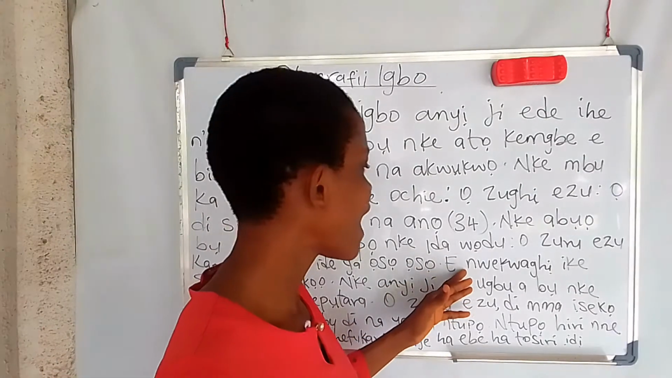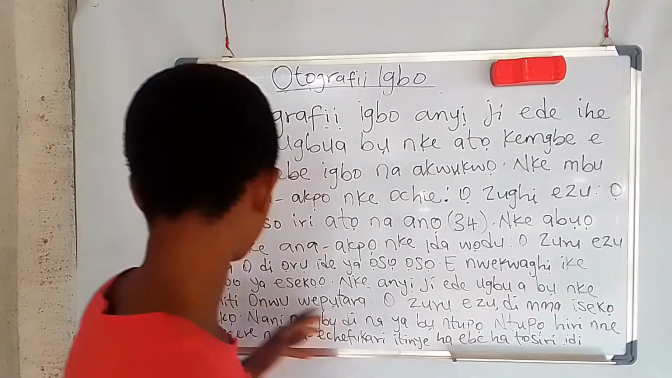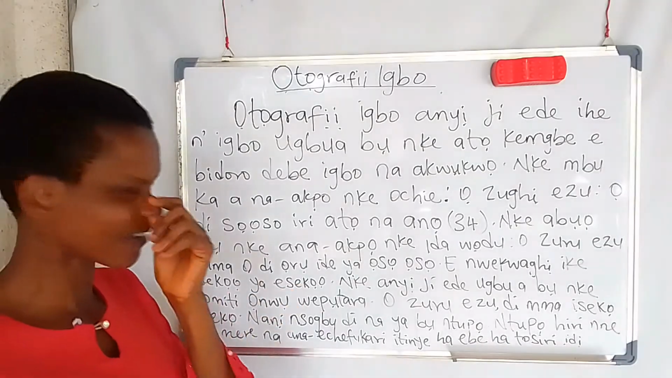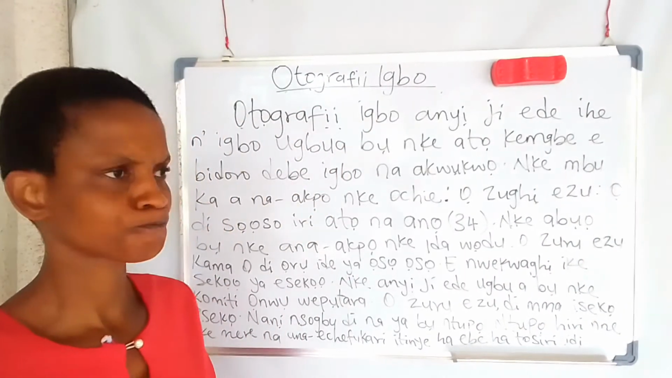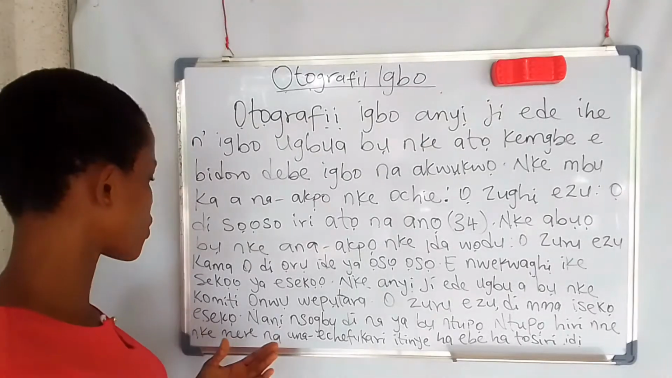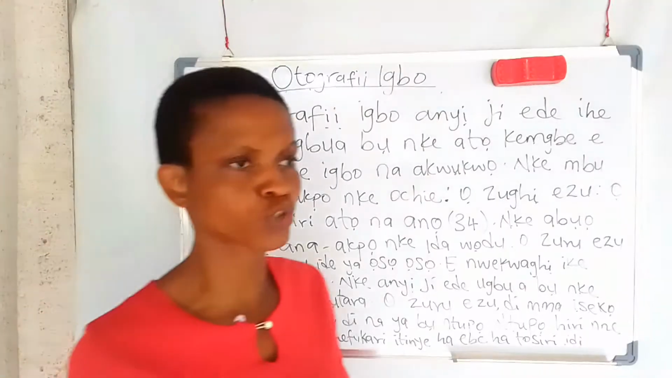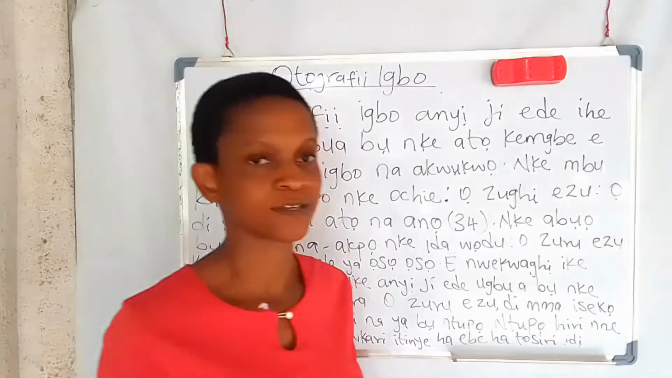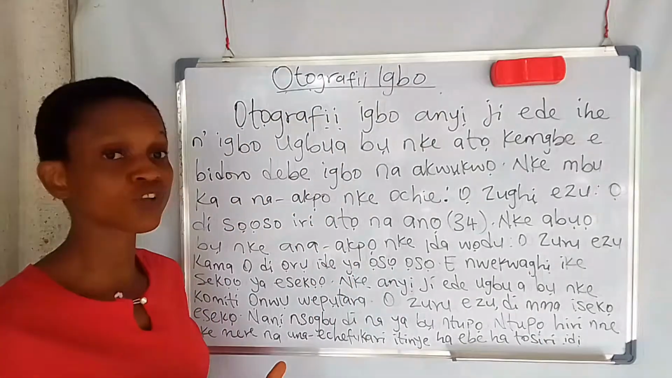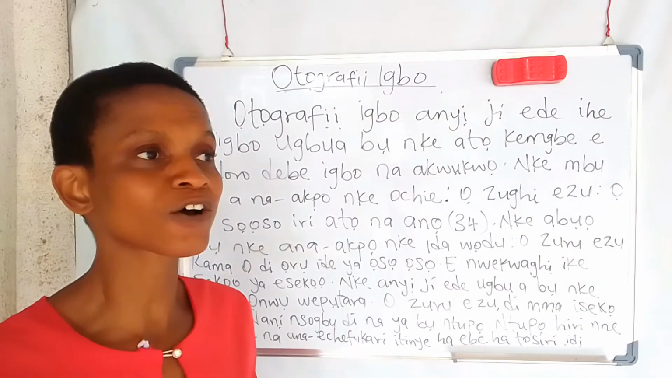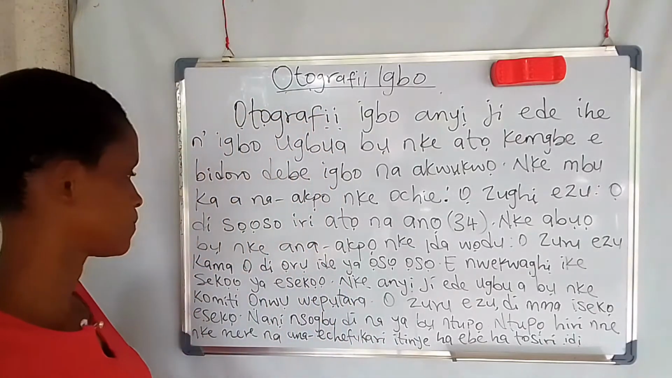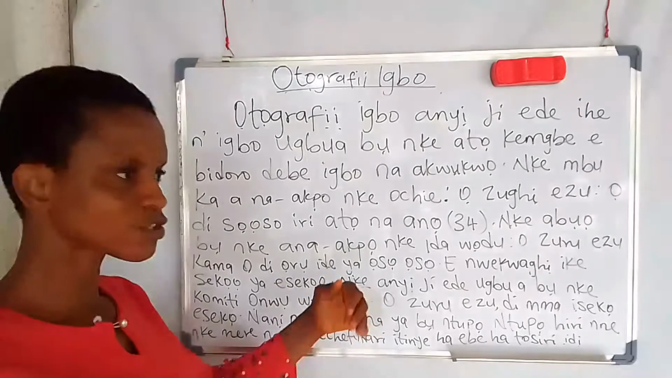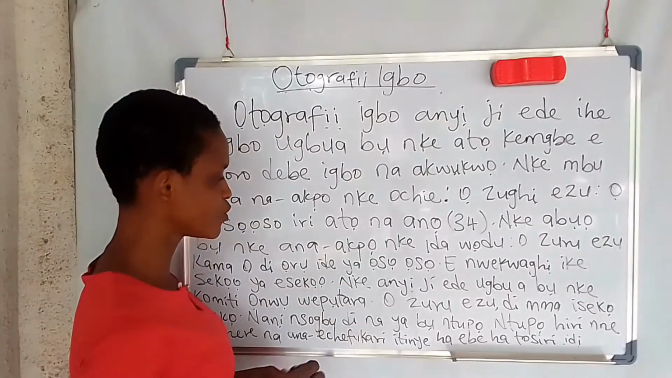Then another one. This is another reason why we dropped using the second orthography, because it is not easy to combine it with other words. That is why we stopped using the second orthography Igbo we were using before. Then now let's come into the one we are using now.